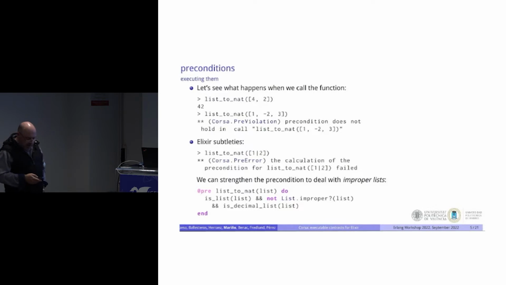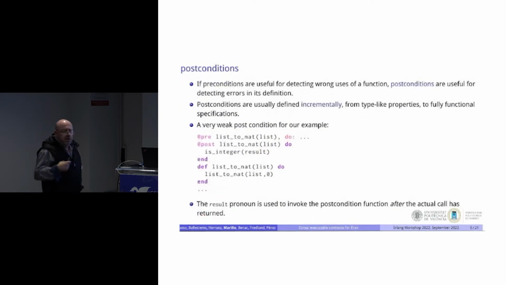Okay, so this is about preconditions. The main use of preconditions, rather than detecting failures in the definition of a function, is to detect failures in the use of a function. You define a function, but maybe you don't know the intended usage from somewhere else in your project. So of course we move to postconditions, which are the way of detecting whether the implementation of a function is correct regarding the intended meaning.